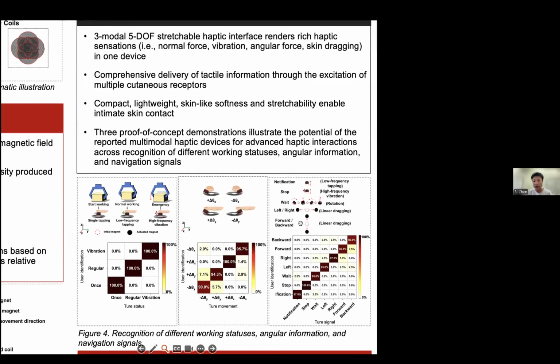And for the navigation application scenario, we combine all these three modes to do some notifications and to show, oh, you need to stop or you need to wait. The magnet is going to rotate, and you're going to go left, go right, go forward or go backward based on the different linear dragging direction. And also our recognition accuracy is quite good.